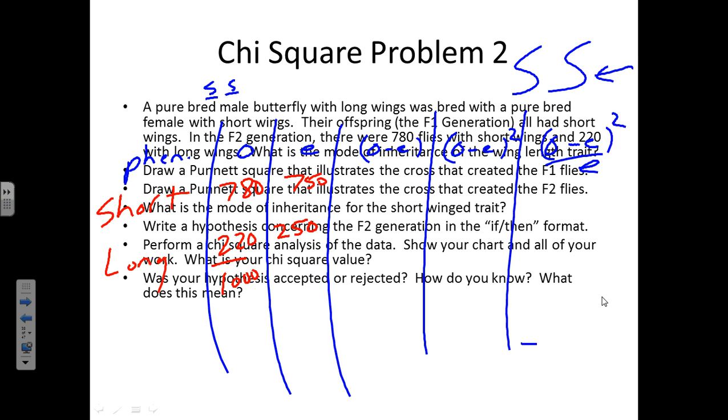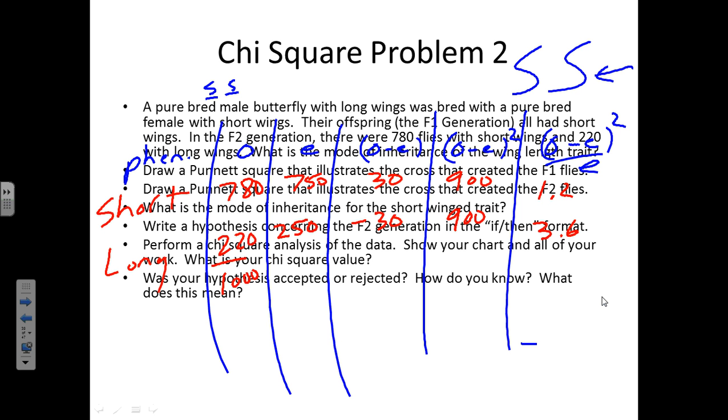So then we do what the chart tells us to do. O minus E, 780 minus 750, we get 30. 220 minus 250, we get negative 30. We square that. 30 squared, 900. And then we do O minus E squared over E. So 900 divided by 750, that's 1.2. And 900 divided by 250, that is 3.6.